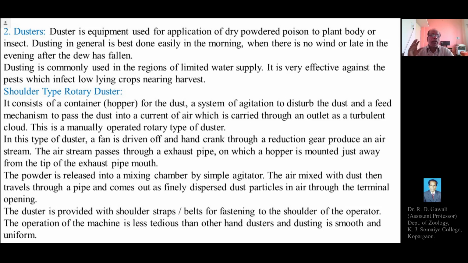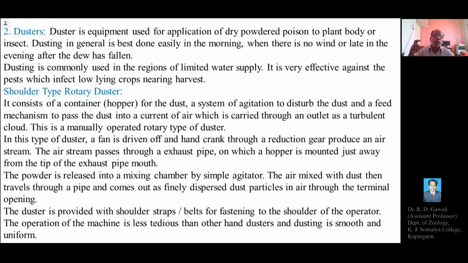The duster is provided with shoulder straps. Similar to the naphtha sprayer, the duster is also provided with shoulder straps or belts for fastening, for complete fitting to the shoulder of the operator.